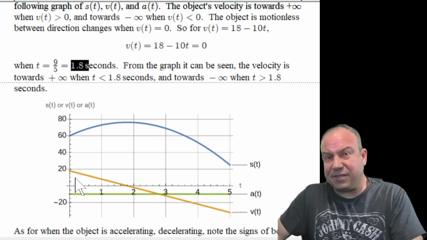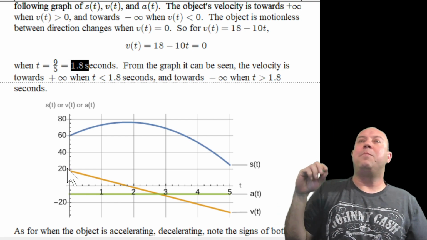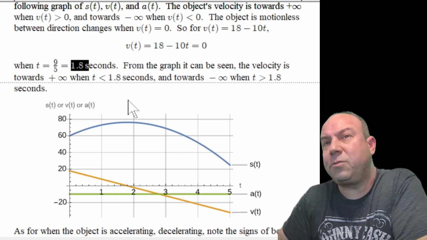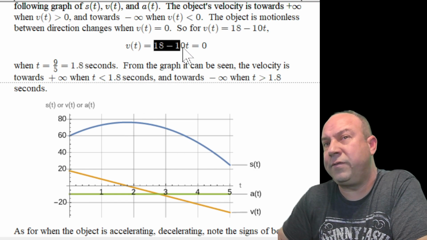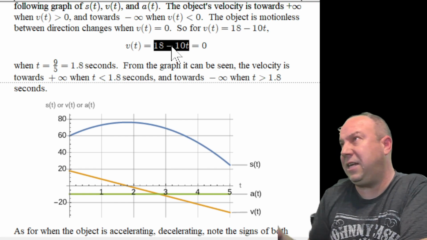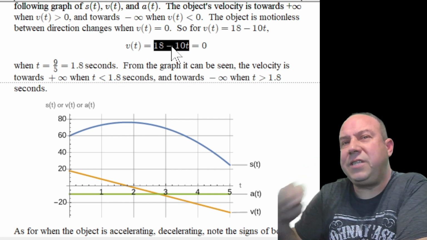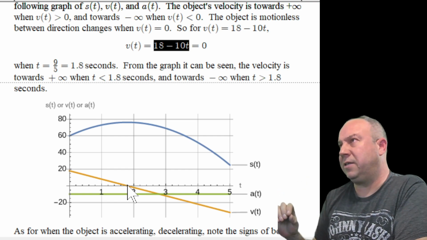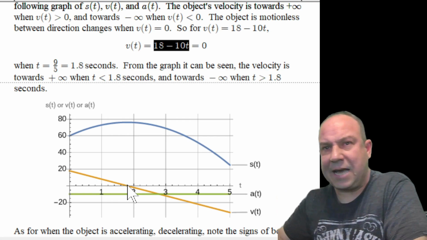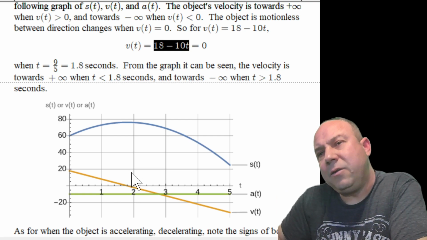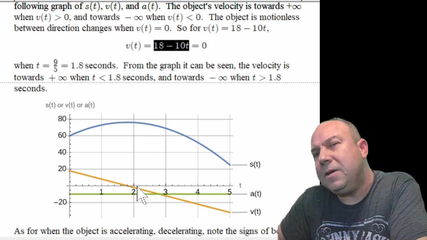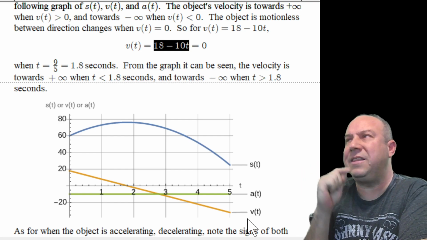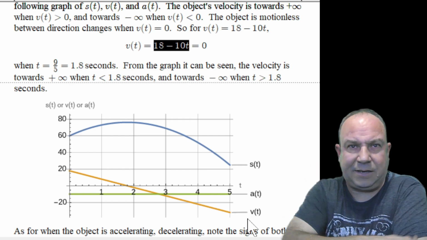And you can see the velocity starting here is at 18 meters per second, which is given by this location on the y-axis, right? When we substitute in 0 into this function for time, we get 18. But you can see the velocity is slowing down as that object becomes motionless at the time of 1.8 seconds. And then what happens is the velocity becomes negative because the object begins moving in the negative direction along the number line.